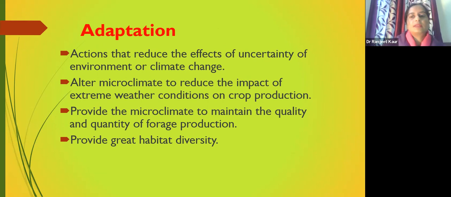So first of all, to introduce agrobiodiversity, it is a diversified, eco-friendly and sustainable land use system. It helps us to adapt to the extreme climatic condition, extreme environmental condition, changing climatic conditions. So by adaptation we mean actions that reduce the effect of uncertainty of environment on climate change. So agroforestry helps us to reduce these effects.